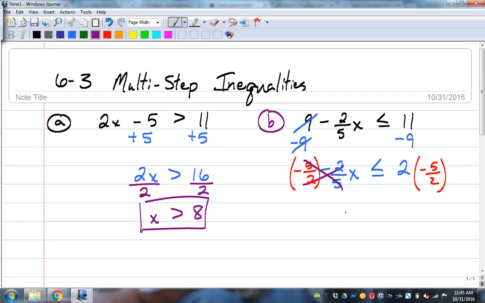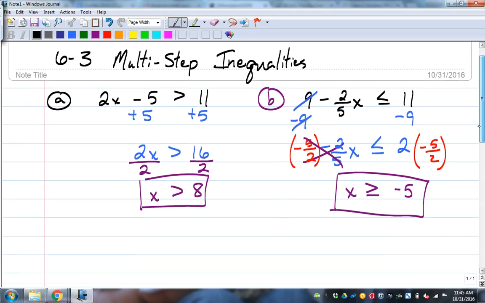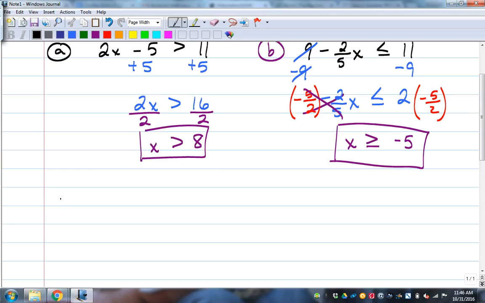Cancels out. There's x. And that'd be negative 5. What symbol goes between those? Is it the same? Greater than. Flip it because we multiplied by a negative 5 over 2. So then be a filled in circle going toward the right with our shading on a number line. With that, nothing exciting about that.